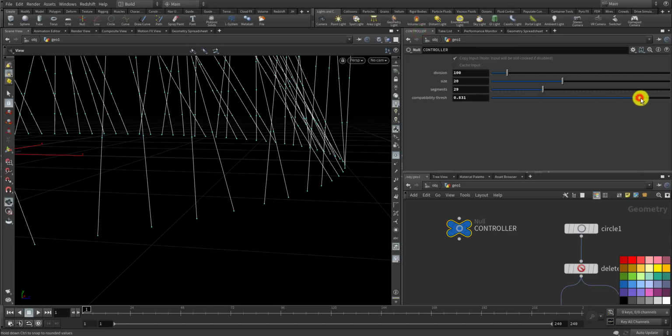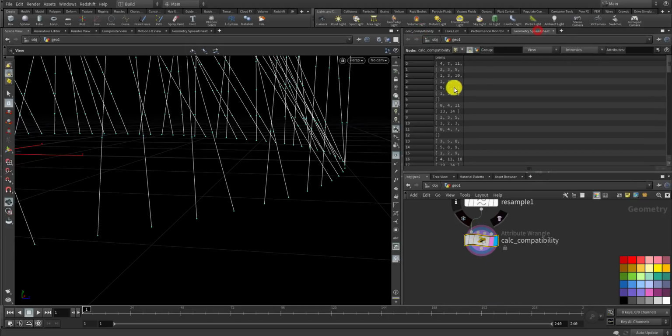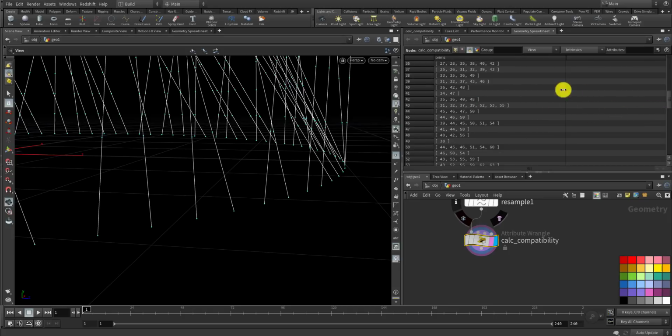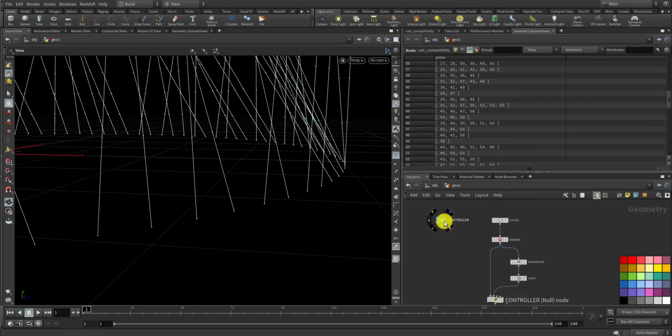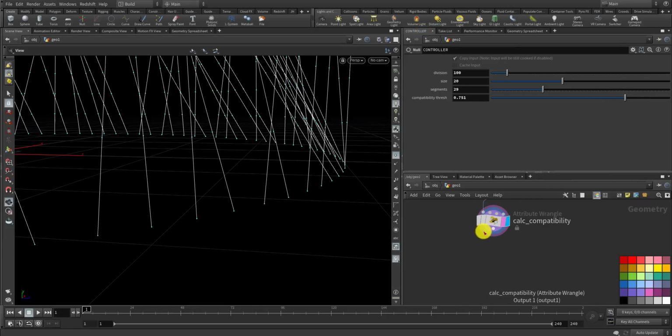Now if I change to something like 0.83, yeah, it has a decent amount of target lines. Okay, let's keep it to 0.75 or something, and go on. Let's go on.